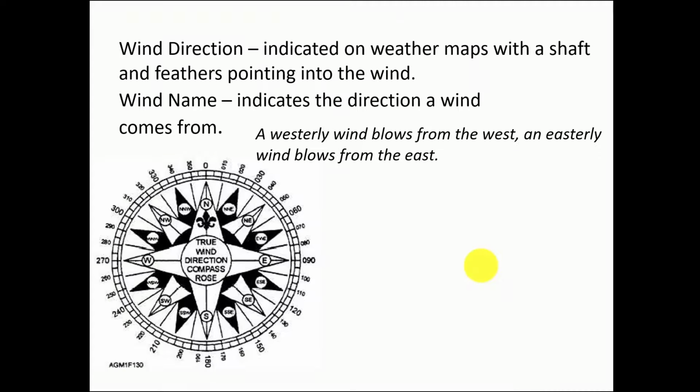Okay, so let's look at an example. When we combine wind direction and wind name, these two concepts are counterintuitive. And what I mean by that, if we look at the definition at the top of wind direction, it's indicated on weather maps with the shaft and feathers pointing into the wind. So we saw the example of the shaft and feathers in the previous slide, but the wind name indicates a direction a wind comes from, not the direction that it's blowing. So this means a westerly wind blows from the west, which would be over here on the compass rose, and an easterly wind blows from the east.